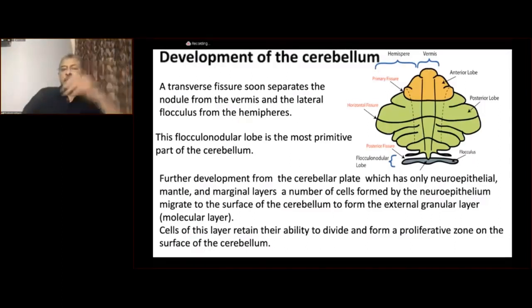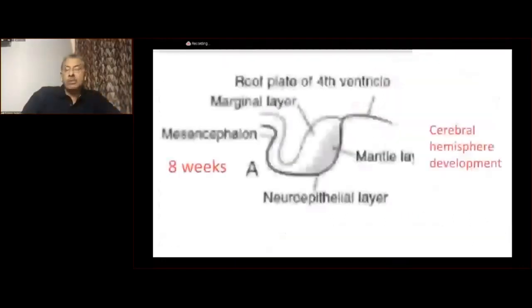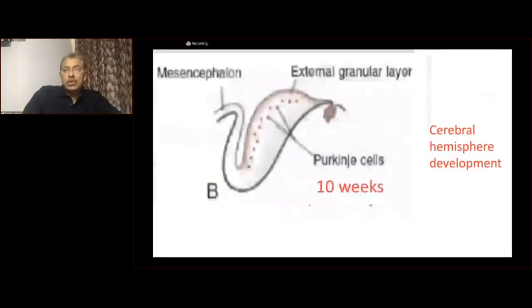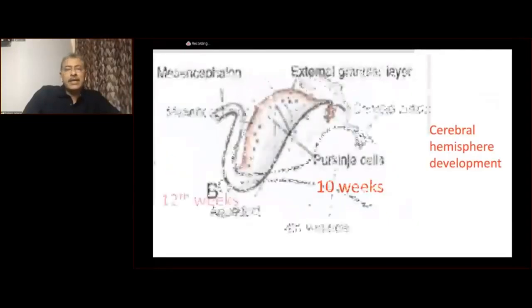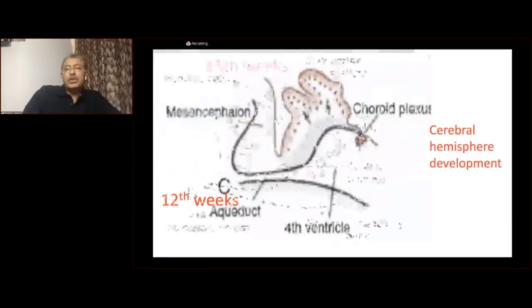a number of cells are formed by the neuroepithelium, which migrate to the surface of the cerebellum to form the external granular layer. That's typically what we call the molecular layer, and that's the reason you have a complete growth from a plate. You will have a complete cerebellar growth outside. This is what it would look like histopathologically at 8 weeks. At 12 weeks, migration of Purkinje cells, the shape at 12th week, the shape at 15th week.